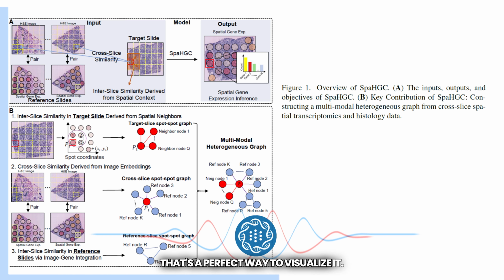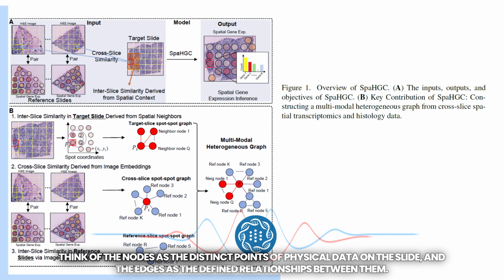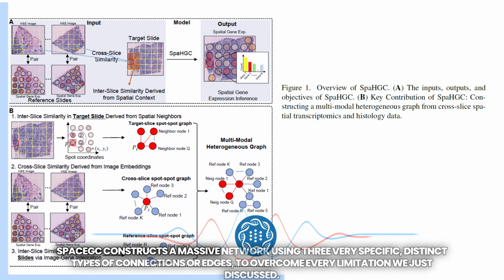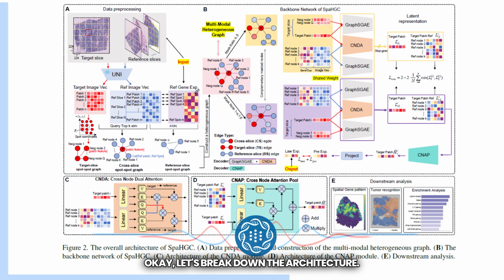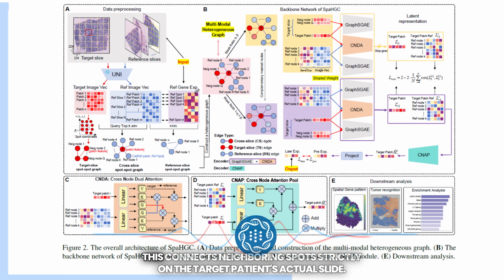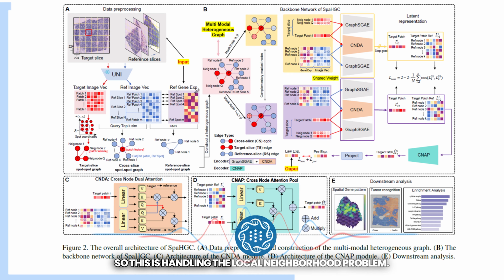That's a perfect way to visualize it. Think of the nodes as the distinct points of physical data on the slide, and the edges as the defined relationships between them. Okay. SpaHGC constructs a massive network using three very specific, distinct types of connections or edges to overcome every limitation we just discussed. Okay, let's break down the architecture. Edge type number one. The first type is the target slice edge, or TS edge. This connects neighboring spots strictly on the target patient's actual slide. So this is handling the local neighborhood problem.